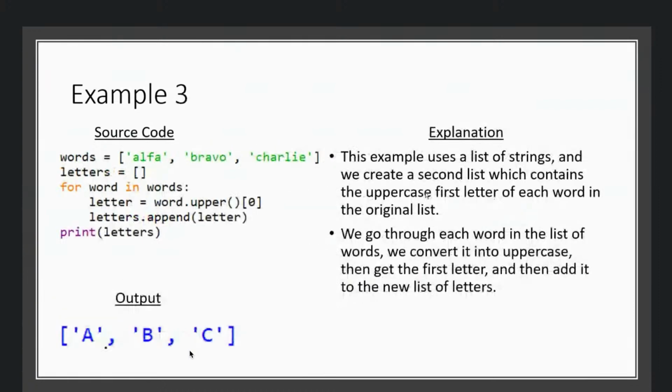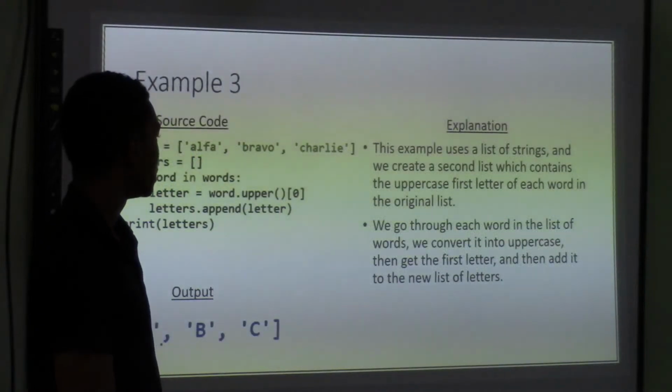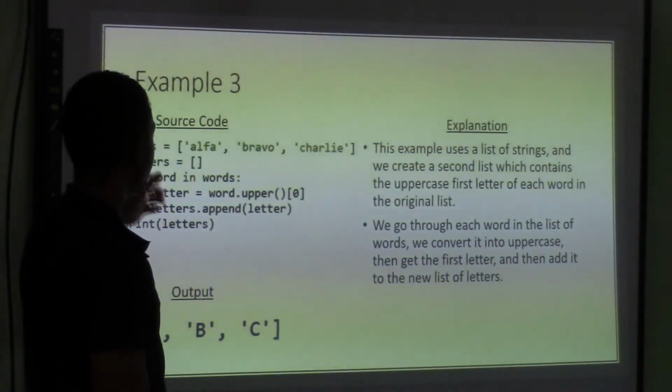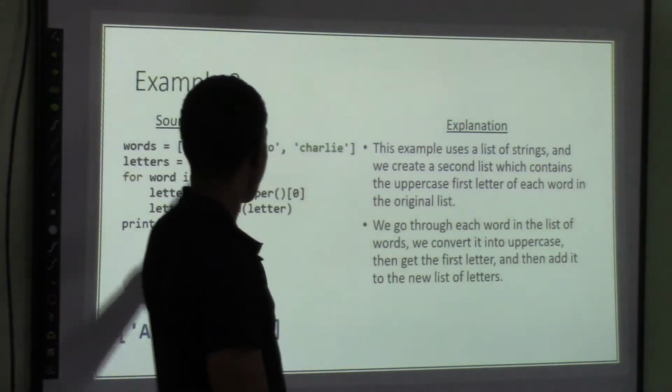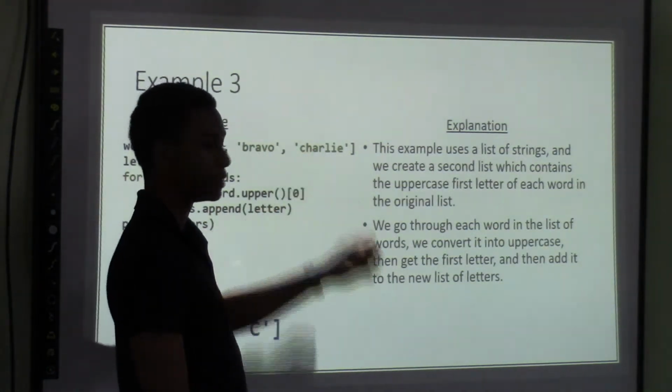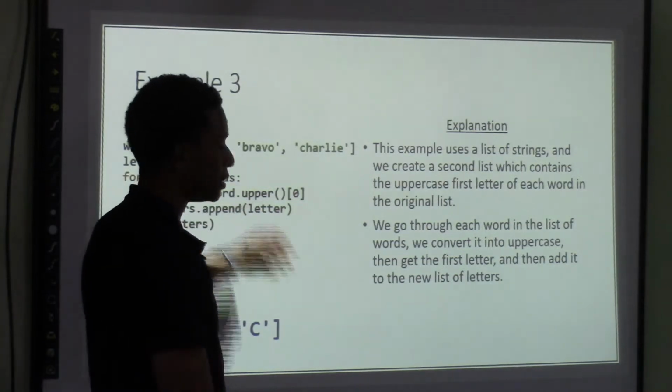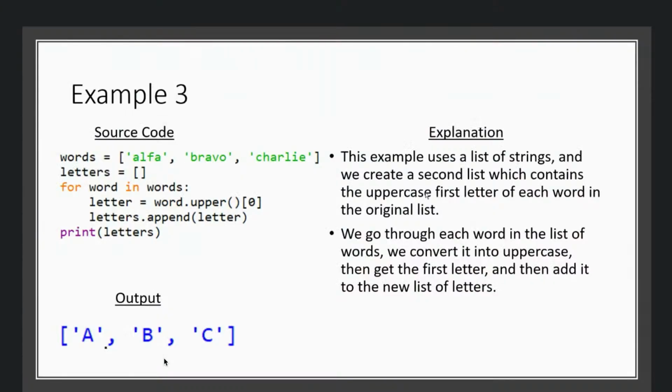Okay, so let's say we created another list of words, and we have Alpha, we have Bravo, we have Charlie, and then we're creating an empty list called letters. What I want to do in this program is capitalize the first letter or character in these words. So I'm going to say for word in words. That means I'm going to create an element variable, and word is going to be equal to each of these words, right? Alpha.